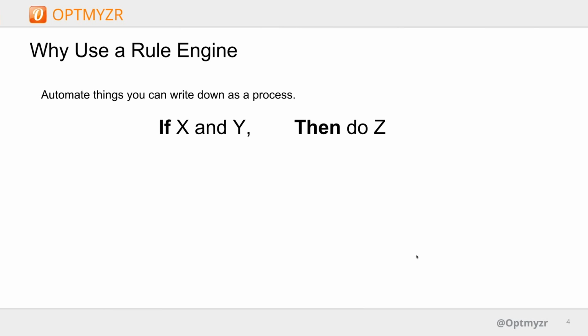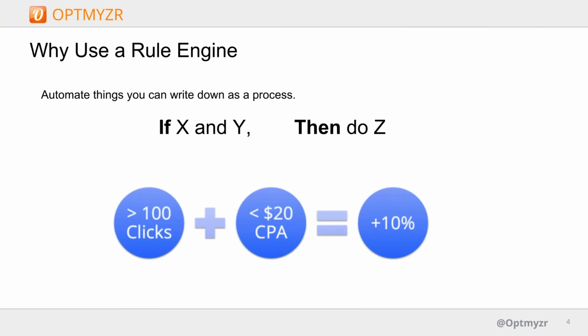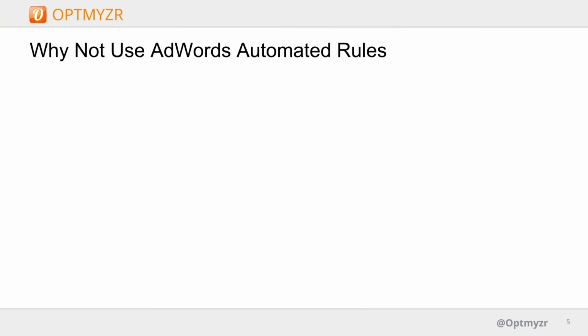So if you can say if X and Y, then do Z. That's what a basic rule engine would be. So in the context of pay-per-click, what this means is we would look for any keyword that had at least 100 clicks and that had a cost per acquisition that was lower than the target that we have of $20. And if that was the case, then we might want to increase the bid by 10%. So that's a very simple example of a rule. Now, this is the type of rule you could do through automated rules in AdWords, but that's basically the context, right? If you can write it down, let's go and figure out a way to automate it.